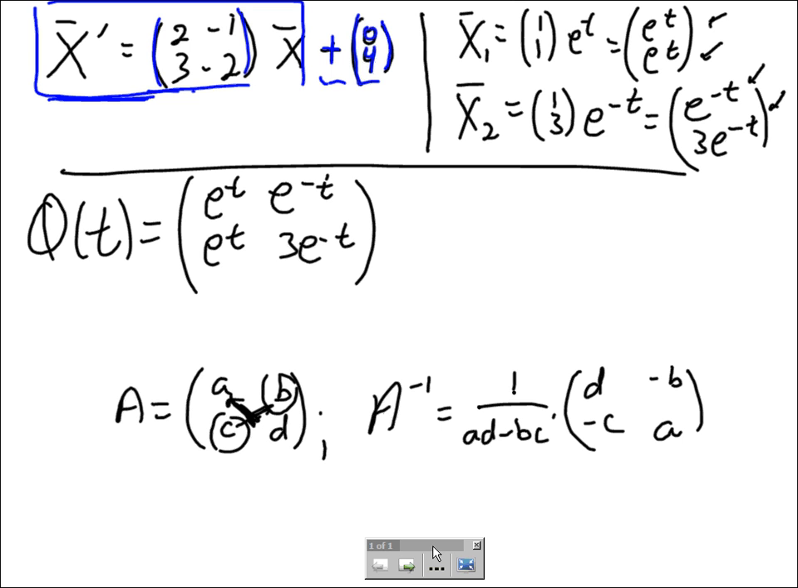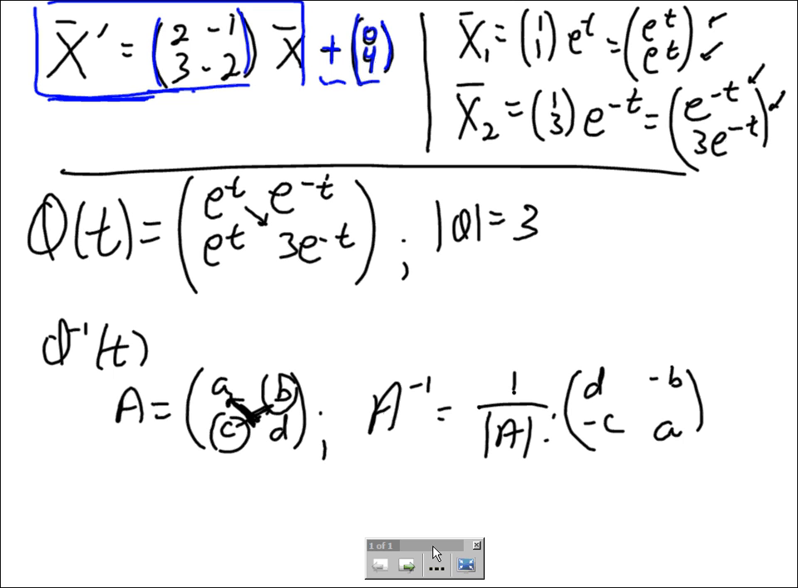Okay. So my goal is to find the inverse of phi of t. First I'm going to find the determinant. So the determinant of phi, you multiply those two, you just get 3, because e to the t times e to the negative t is e to the 0, which is 1. 3 times 1, minus that product, which is e to the 0. So the determinant is 2.